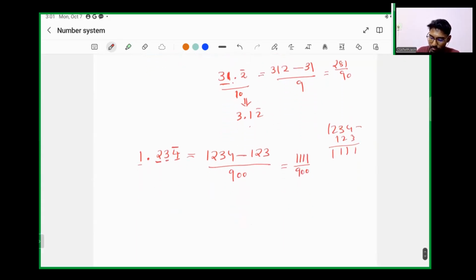Okay, I'll give you another example. 1.021 bar. 2 and 1 are repeating.